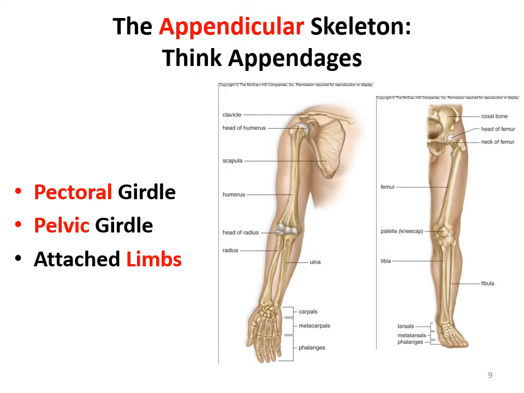So please make sure you know the difference between axial versus appendicular. Which parts of the skeleton are considered axial, which are considered appendicular. And again, appendicular, think appendages. That will help you figure out that it's related to your arms and legs and where they get attached to your body.